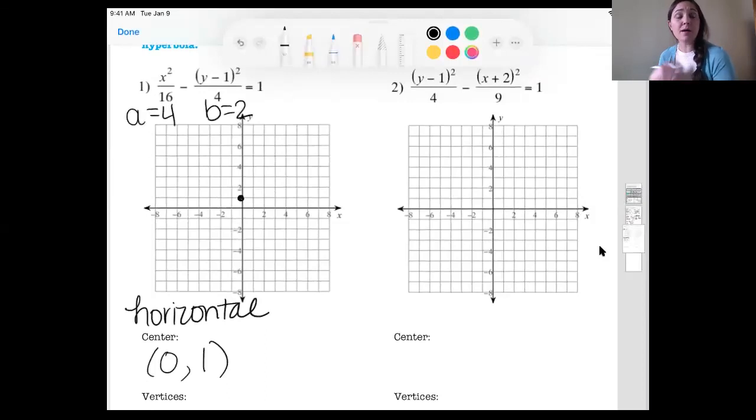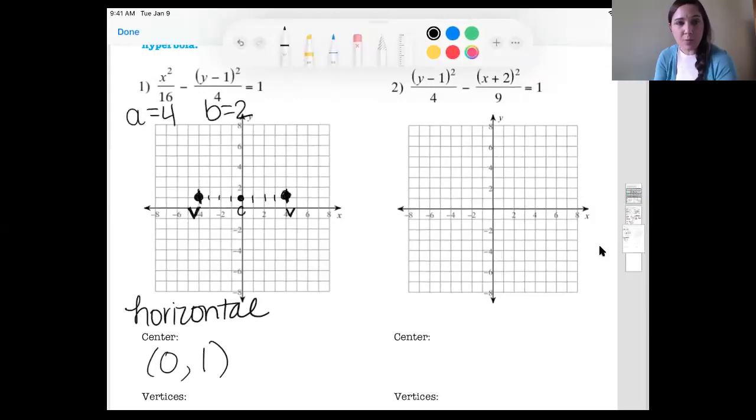All right, so what I'm going to do next is plot these values. I'm going to plot essentially my transverse and my conjugate axes. So a goes in the x direction. A is beneath x, so in the x direction, I'm going to go right and left from the center 4 units. So 1, 2, 3, 4, 1, 2, 3, 4, and I'm going to mark it with a point because these are my vertices. Remember, whatever's first, so in this case, if the x is first, those are my vertices. There's my center here.